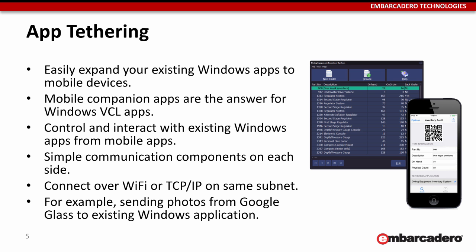This is all handled through simple communication components on each side that connect over Wi-Fi or TCP/IP on the same subnet, so on the same network. So for example, you could send photos from Google Glass or your mobile device to your existing Windows application.